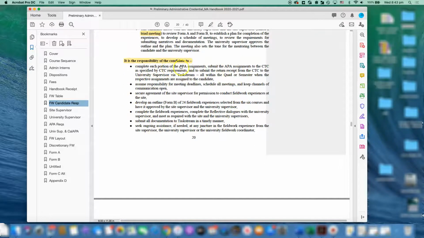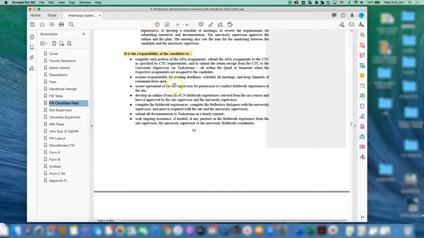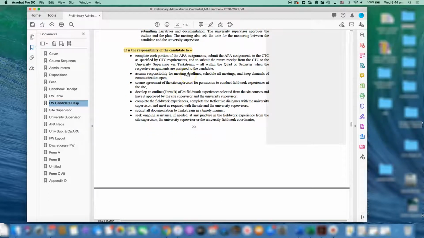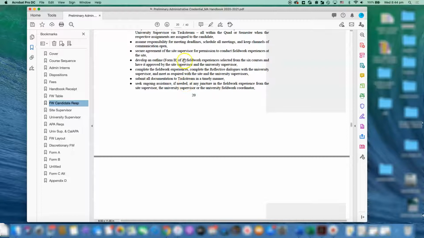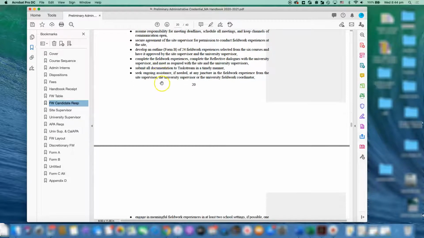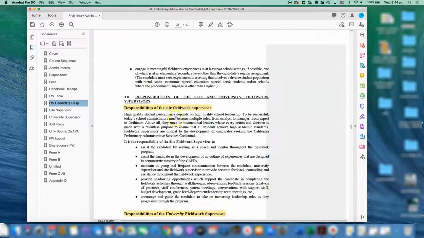You need to complete all the portions of the APA. You assume responsibility, because we are adults, right, for meeting the deadlines and scheduling all meetings and keeping channels of communication open and so on. The 24 fieldwork experiences are what you have to plan out with your university supervisor and site supervisor. So all of those things apply.